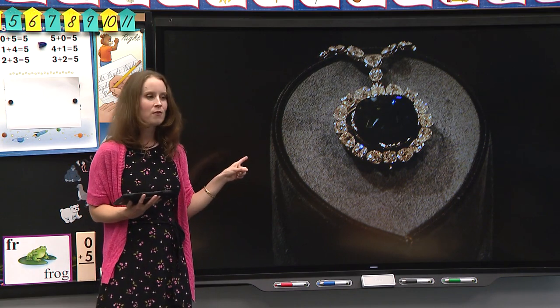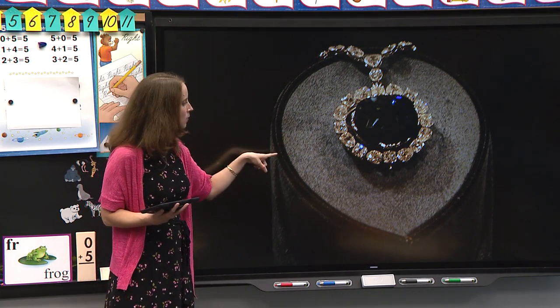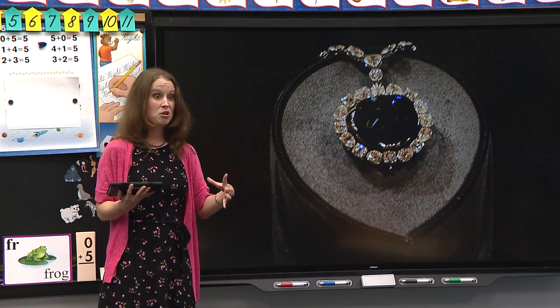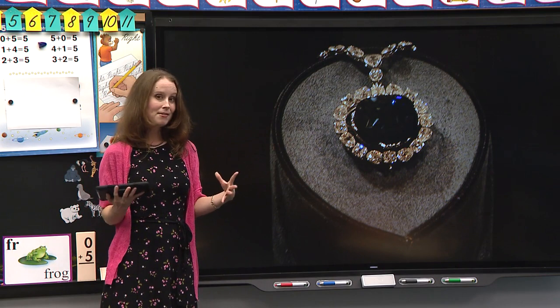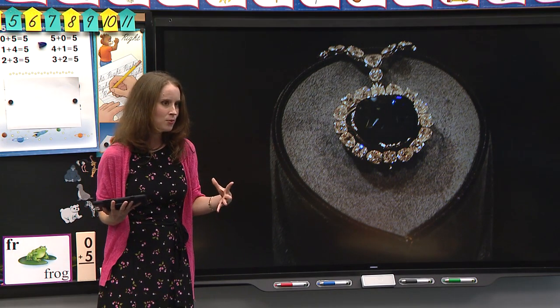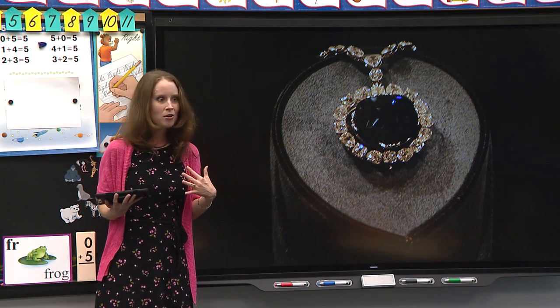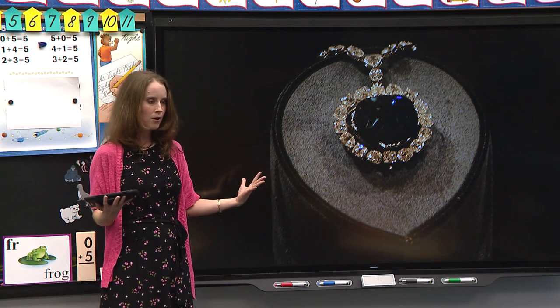But this is my favorite story. Many people have owned it, but there was this one lady who owned it, and she had a dog that was a big dog called a Great Dane. And it said that she used to take the Hope Diamond and put it on the collar of her dog. And her dog would walk around her house and at parties wearing the Hope Diamond.